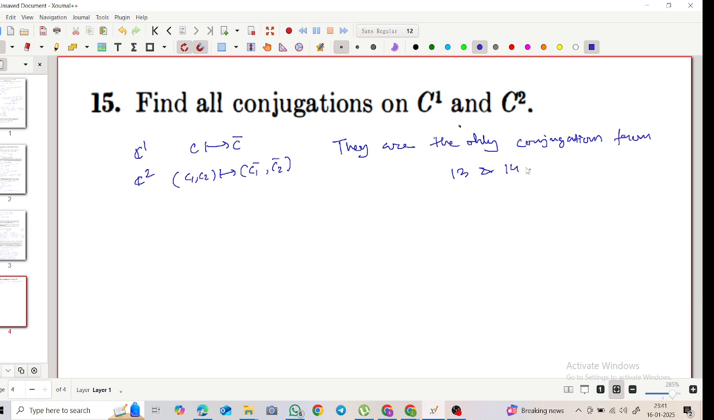Okay, because for this the W is R. For C2 the W is C1 comma C2 if C1 comma C2 both are in R. Okay, as I told you, C2 can be written in terms of R2 direct sum iR2. That's what they are doing. This is the W.